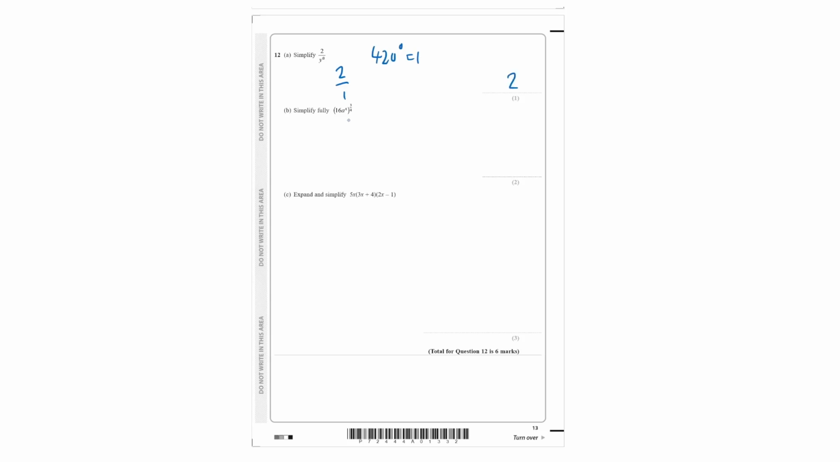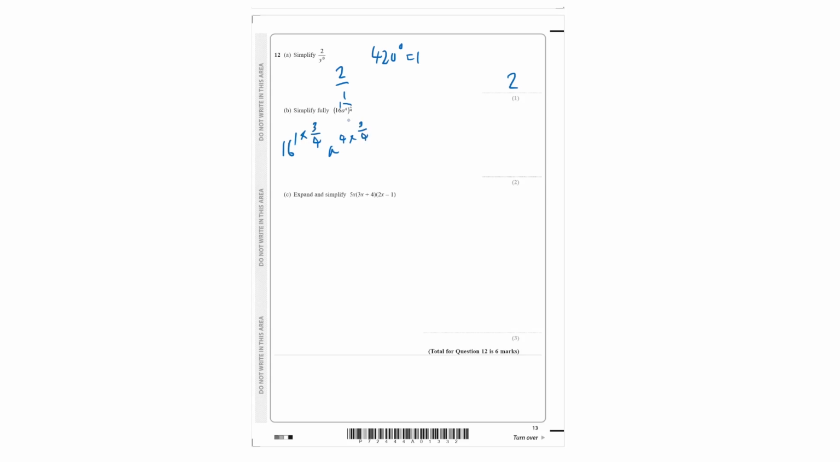Simplify fully. (16a^4) to the power of 3 over 4. We can bring the power into the bracket, and when having a power inside the bracket, we simply multiply it with the power outside the bracket. So we have 16 to the power of 1 times 3 over 4, and a to the power of 4 times 3 over 4.